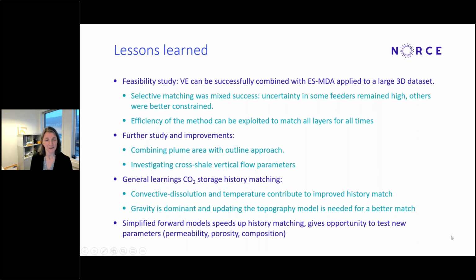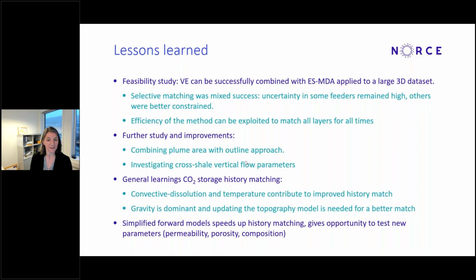But the general learnings, I think, for CO2 storage history matching is that, especially in situations like Sleipner, where you are closer to the critical point, temperature really makes a big impact. And also convective dissolution, with or without the critical point, really does have an impact on the matching. Also, as I pointed out, when gravity is dominant, as it is many times for CO2 storage, it's really important that we either update the topography model or take more precautions when building it. That will definitely greatly facilitate this history matching.